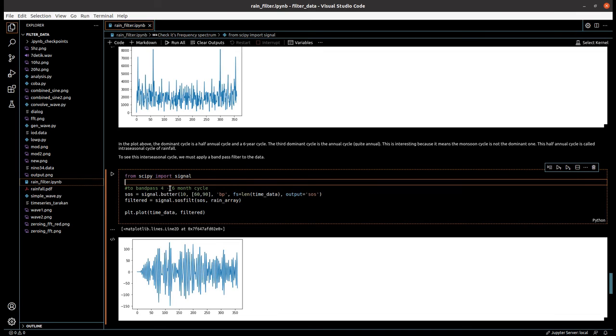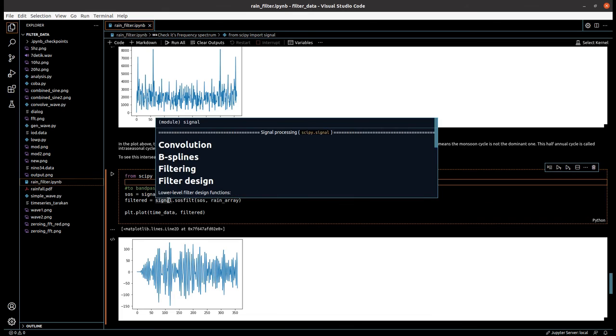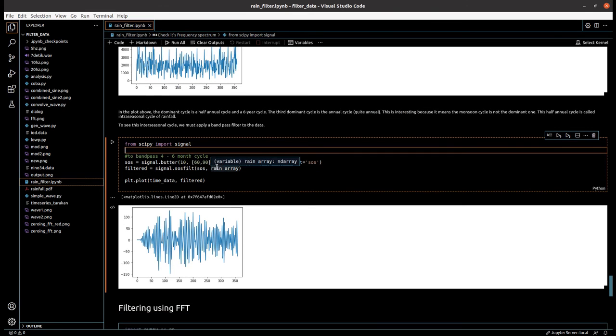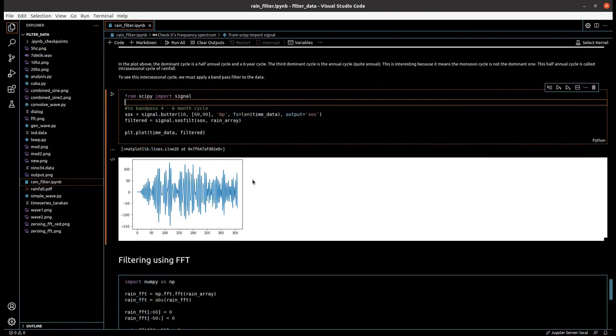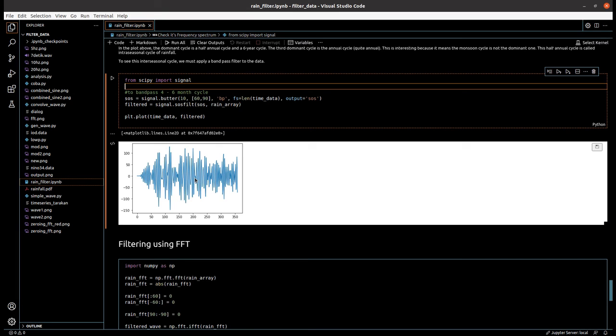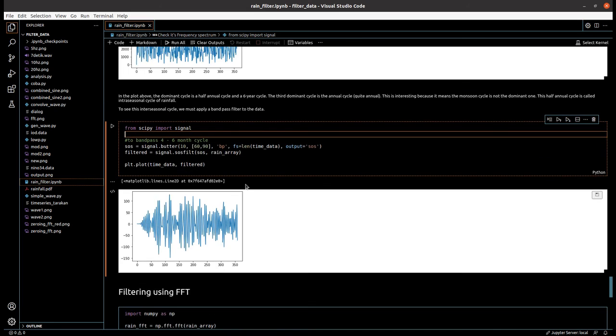If we apply this Butterworth filtering, in this case bandpass, we will get something like this. But you cannot interpret this plot as rainfall, because as you can see, there are negative values in this plot. So of course this is not rainfall, this is just a pattern.